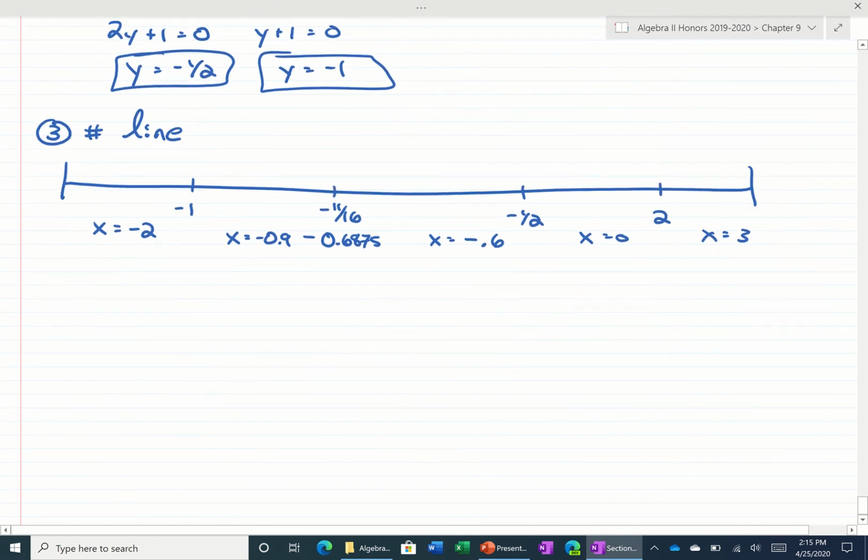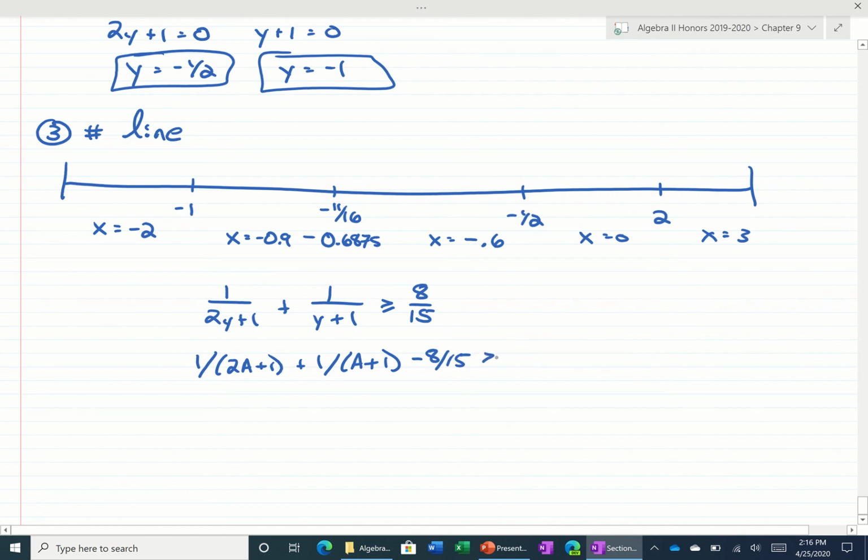And when you go to store them on your calculator, the equation I would use to store would be, let's see, 1 over 2y plus 1 plus 1 over y plus 1 is greater than or equal to 8 over 15. But on a calculator, I would make it equal to 0. So I would type in 1 over parentheses 2a plus 1 plus 1 divided by parentheses a plus 1 minus 8 over 15, and see which of those numbers, when you plug them in, comes out to be greater than or equal to 0. This area won't work. This area will. This area won't work. This area will. This area will not work.